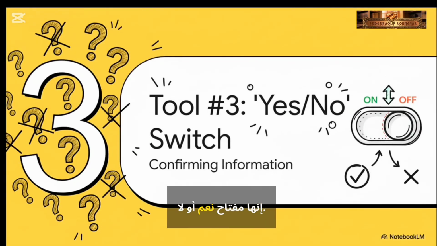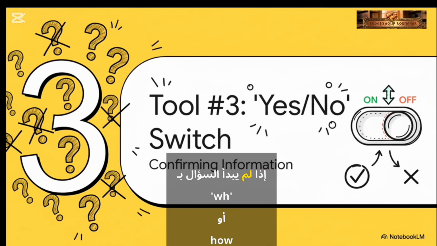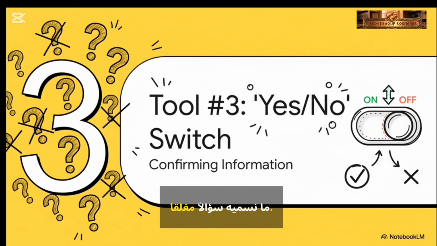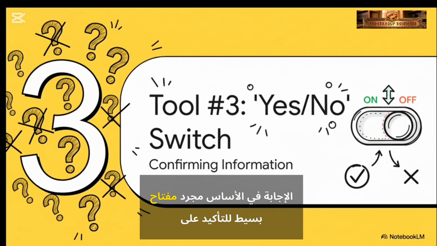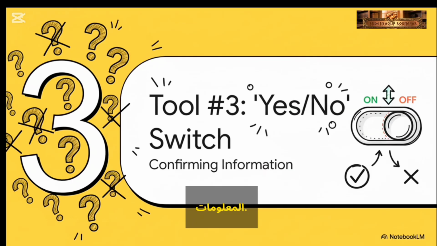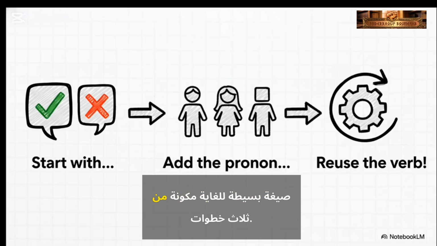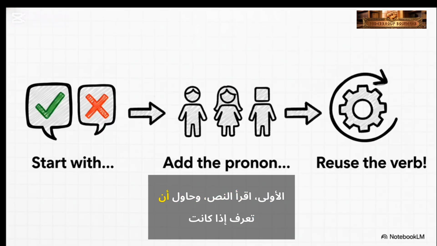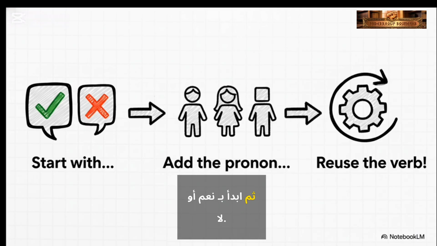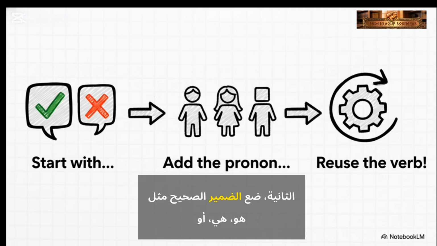It's the yes/no switch. If a question doesn't start with WH or how, it's what we call a closed question. The answer is basically just a simple on or off switch to confirm information. And listen, there is a golden rule for these questions, a super simple 3-step formula. 1, read the text, figure out if the info is correct, and then start with yes or no. 2, pop in the right pronoun like he, she, or they. And 3, just reuse the little helping verb that started the question.